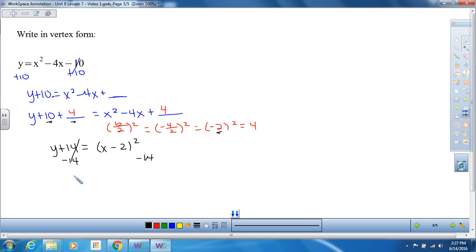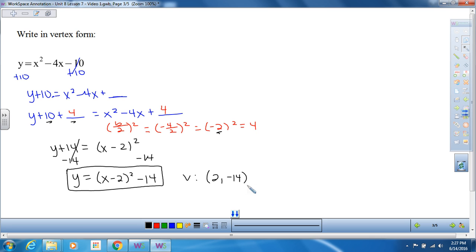Now the reason why I can't subtract the 14 from the -2 is because this -2 is stuck inside this parentheses. So I can't combine those. That 14 just has to go at the end. Okay? And therefore, I can say my vertex of this parabola would be at positive 2, negative 14.